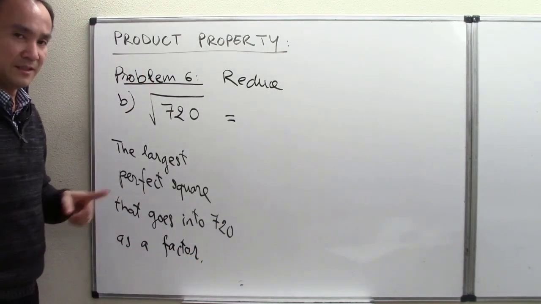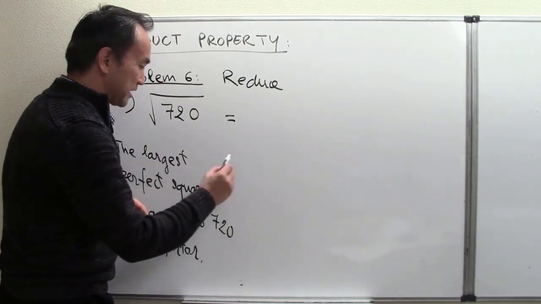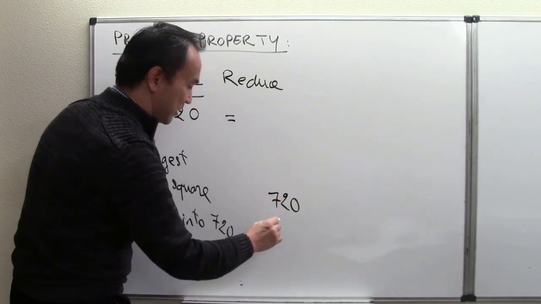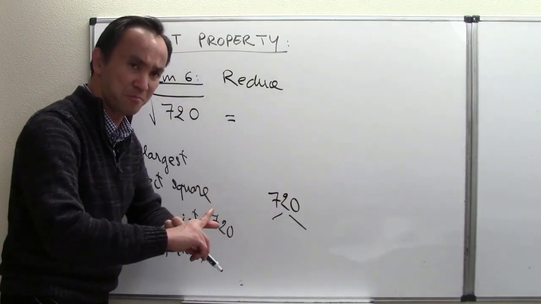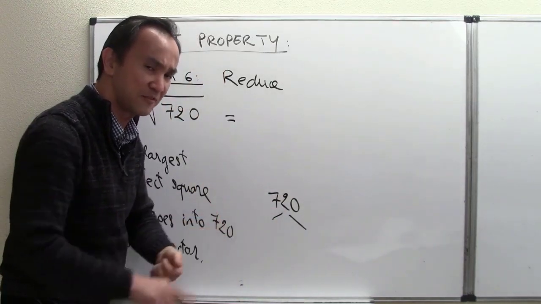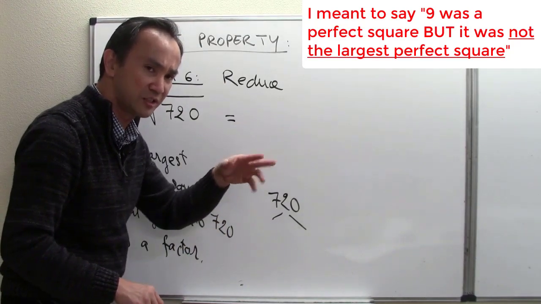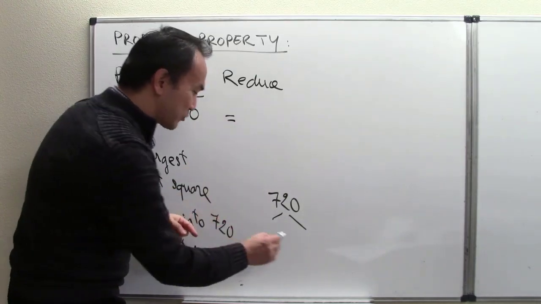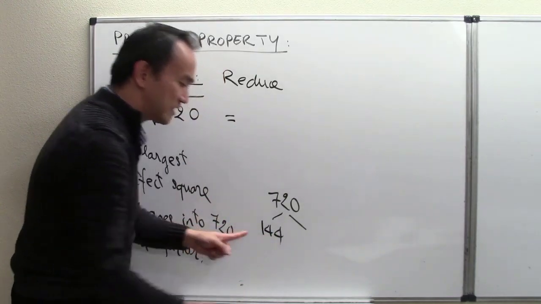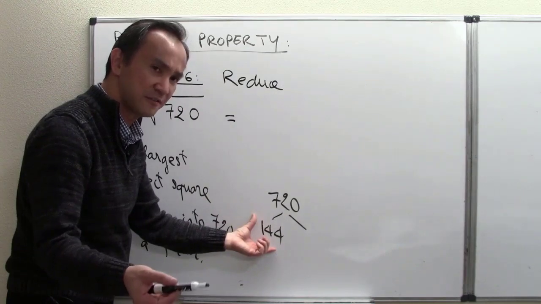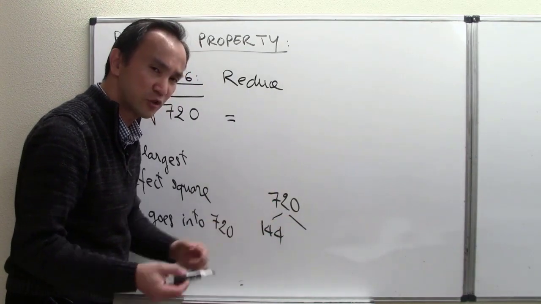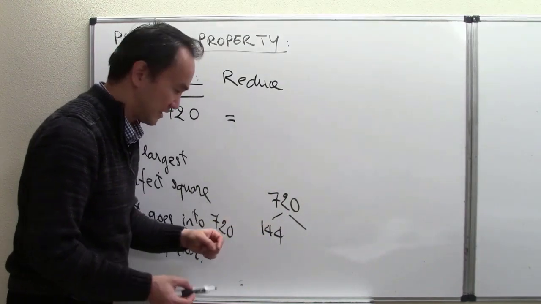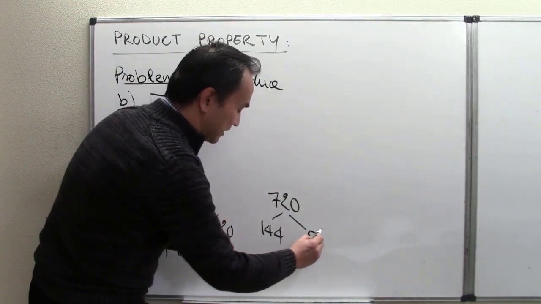All right. In this case, my thinking process is the following. The largest prime factor I can find in 720. 9 was a perfect square factor, but it was not the perfect square factor. Later we got only the 4 and the 4s in each step. If we multiply all of those together, we end up with 144. It turns out to be the largest perfect square factor that goes into 720. You can see that 144 is the perfect square of 12. And the other factor now is a prime.